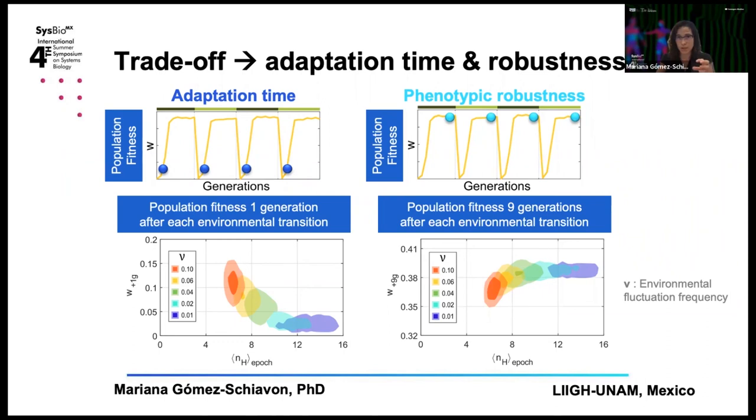And I don't have time to get into the details right now, but we have shown that this is a causal relationship. And the relationship with the environmental frequency actually makes sense, as conditions with longer epochs will spend relatively more time adapted in the new environment compared to the transition period. So it makes sense that the system is prioritizing the phenotypic robustness here.